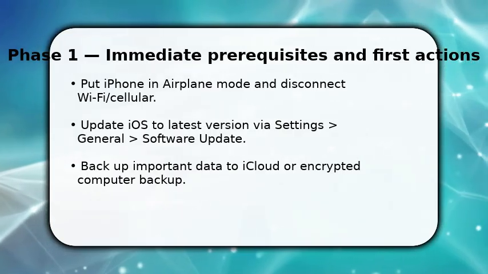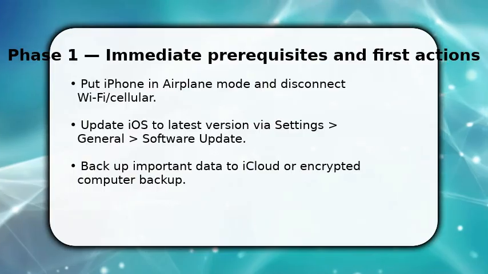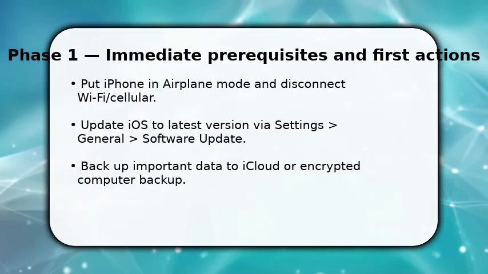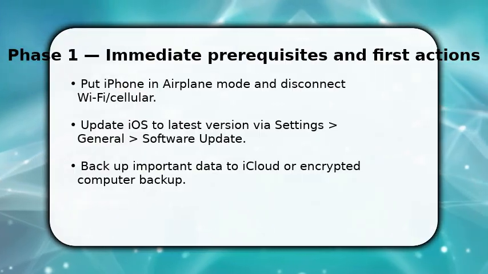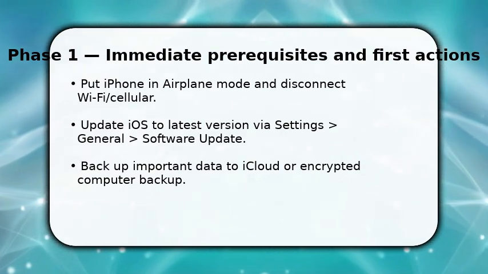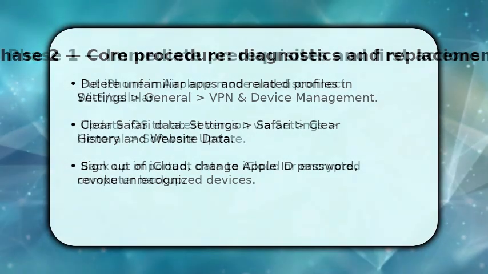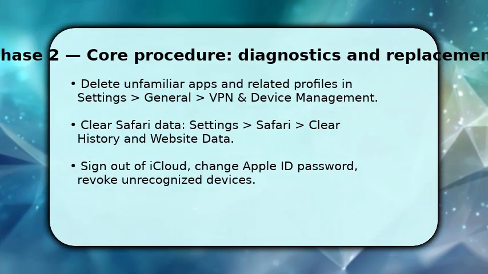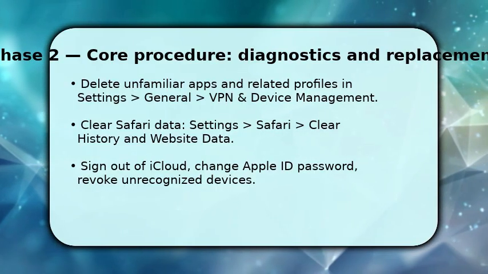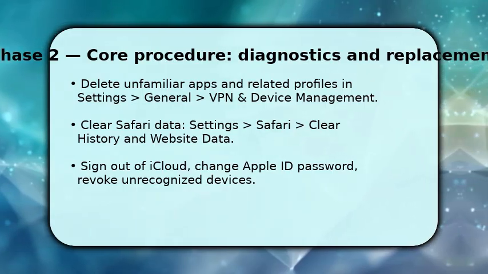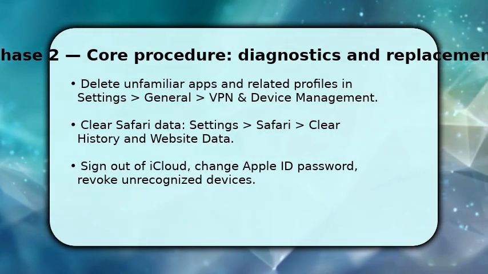Then check Settings, General, Software Update and install the latest iOS updates to patch exploited vulnerabilities. Once done, force quit unfamiliar apps and note any processes or battery spikes so you know what to remove next. You now remove the likely sources, delete any unfamiliar apps, and go to Settings, General, VPN and Device Management to remove unknown configuration profiles. These often grant persistent access.